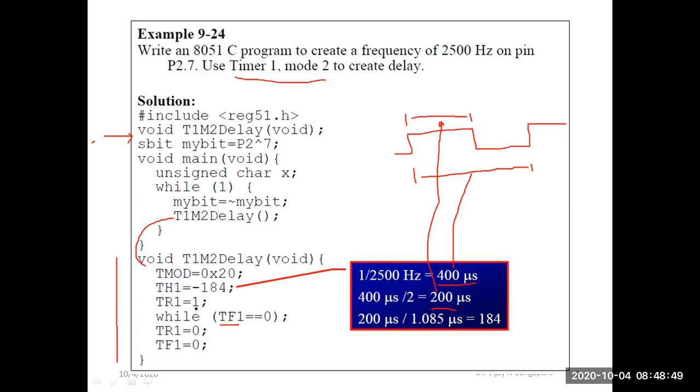Then we are turning on the timer and waiting for the TF flag bit of timer 1 to get set. When it gets set, it means the value in TL1 rolls over from FF to 00. Then we are stopping the timer, clearing the TF flag bit, and going back again. Now how much time delay is this generating? That we can calculate.